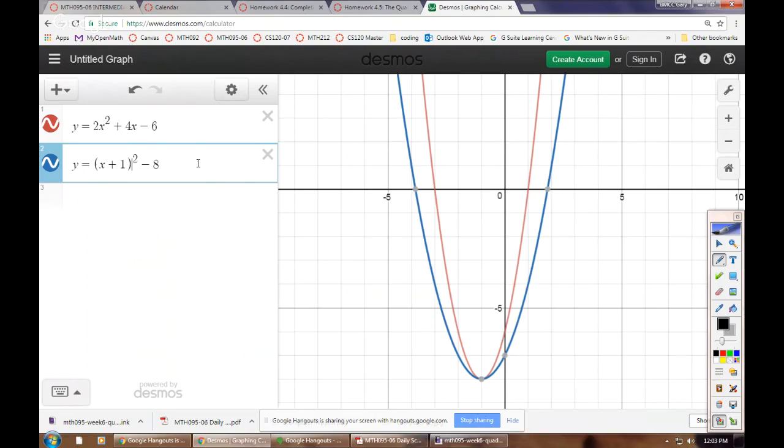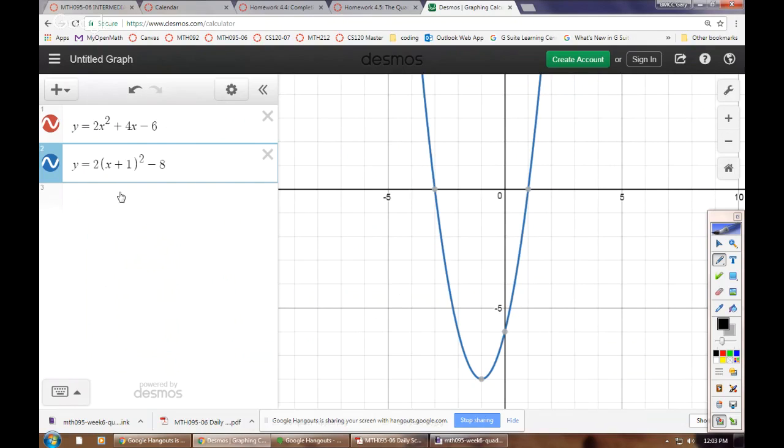Now, I can just tweak this a little bit by multiplying a 2 out front, and that'll give me my stretch. So notice this new blue function sits exactly on top of the red standard form, meaning these two versions are the same function.